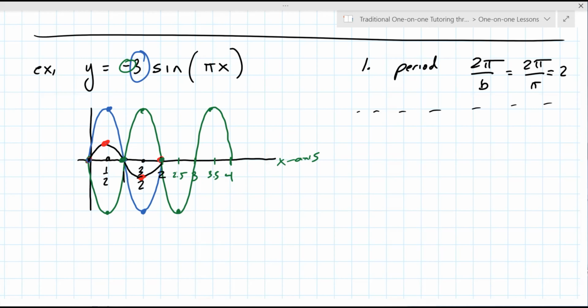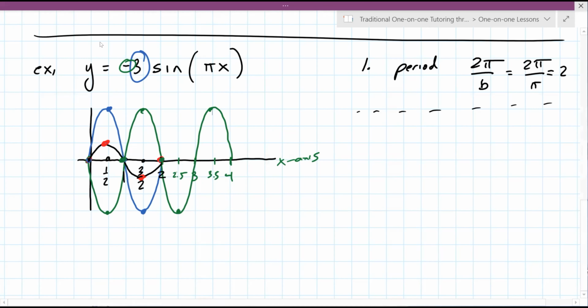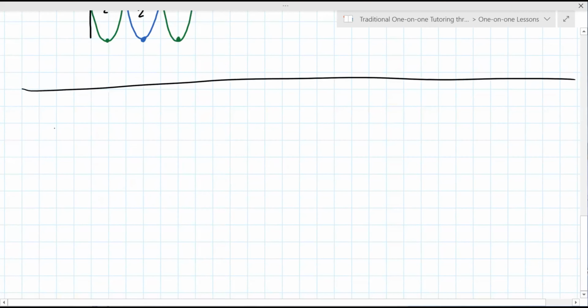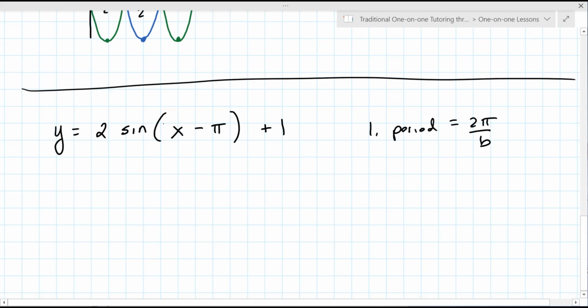Got it. All right, so let's look at another example here, and then maybe we'll switch to cosine. y equals 2 sine(x minus pi) plus 1. Okay, so the first thing that you find is the period. Period, and I'll say this over and over, it's 2 pi over b, because you got to know that. The number in front of x is 1. Okay, so this is 2 pi over 1, which is 2 pi.